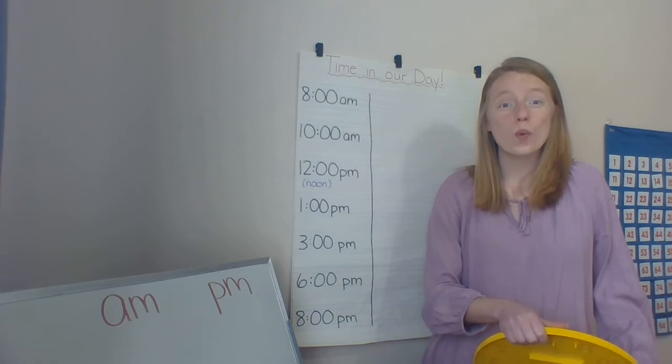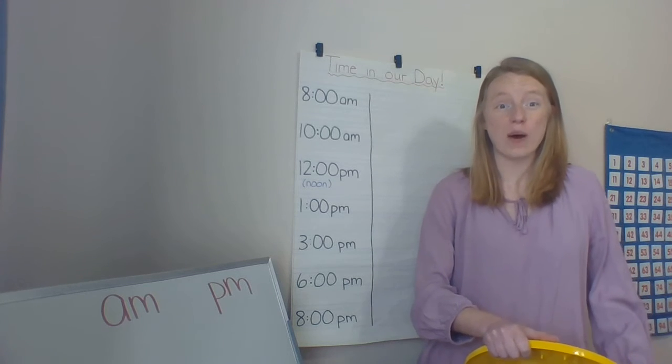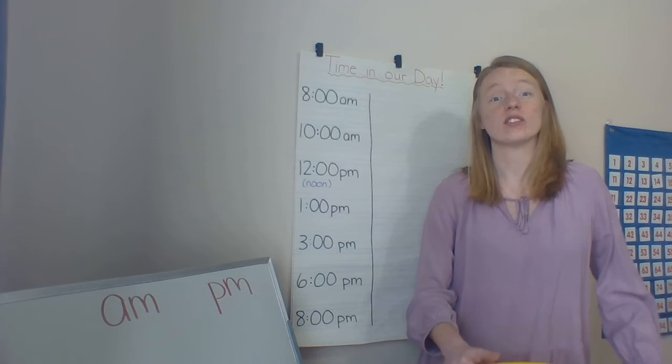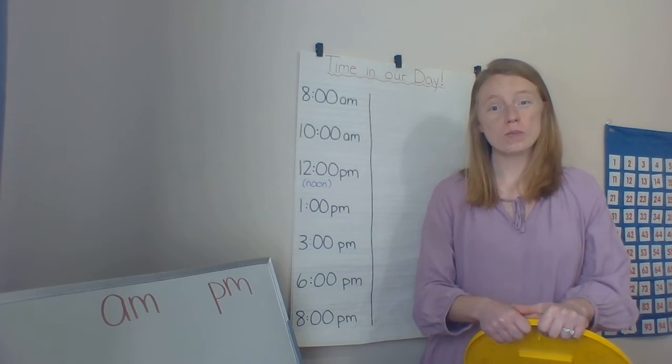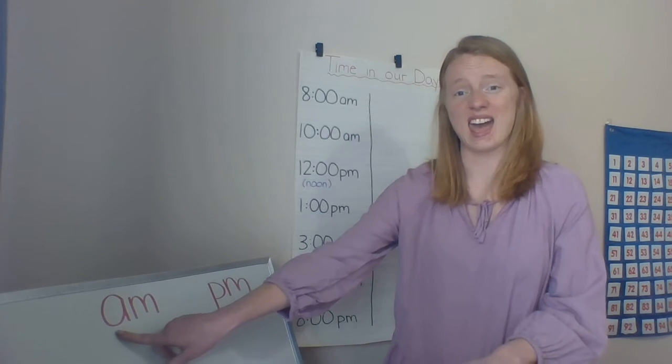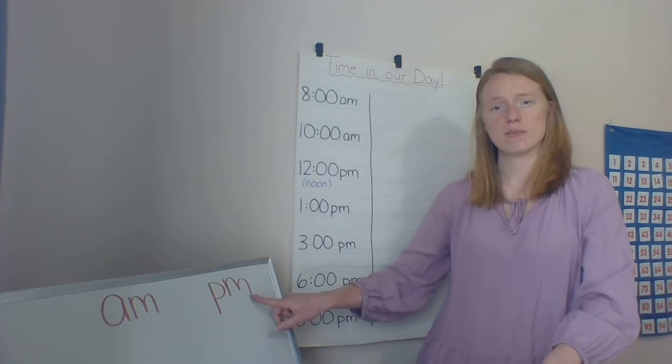So there are 24 hours in a day. That's a lot of hours, and it's broken up into two parts. So the two parts are called AM and PM.